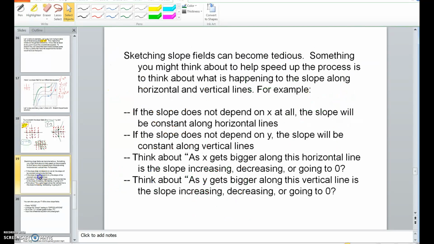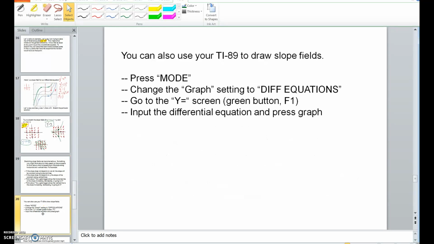Okay, so sketching slope fields by hand is kind of tedious. Here are some tips up here. You go ahead and pause it and write these down. On the next slide, I'm going to describe how to make slope fields in your calculator, and I want you to try that as well.